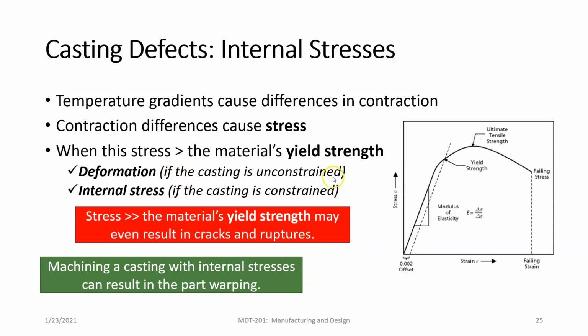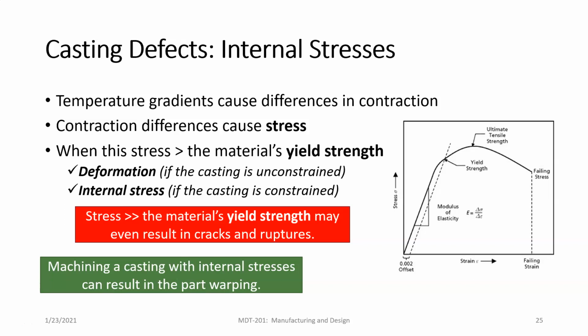Deformation. If the casting is unconstrained, that is, it's just sitting there on the ground, it's going to deform, right? If it's constrained, so if it's held in the mold, it's going to cause internal stress. That is, the material is going to solidify around that stress, and that stress is going to be locked in. And so whenever we then bend the metal or even cut the metal, that internal stress is going to be released like a bomb, and it's going to explode.